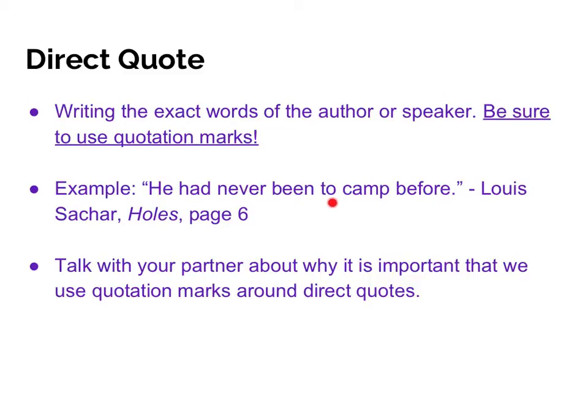Here's an example of a direct quote. "He had never been to camp before," by Louis Sachar from Holes on page 6. This is exactly what they say in Holes on page 6, what the author says. So, even though a character didn't say this, the author said this, so it's still a quote. And since it's not my words, it's the author's words, I need to put it in quotation marks. Now, talk with your partner about why it is important that we use quotation marks around direct quotes.